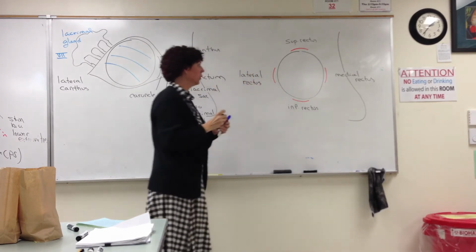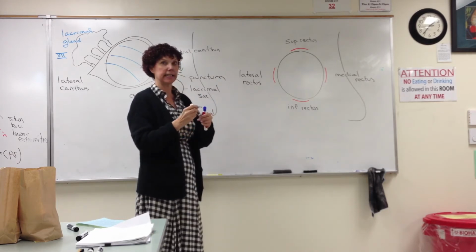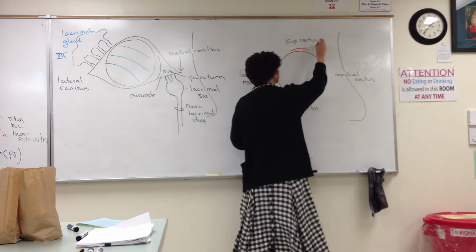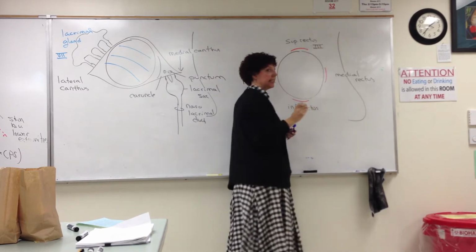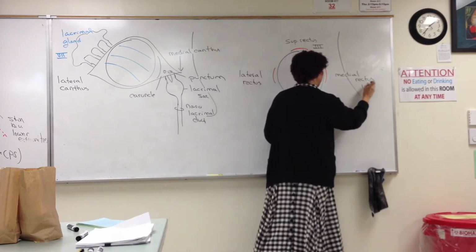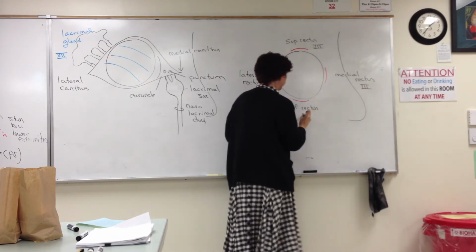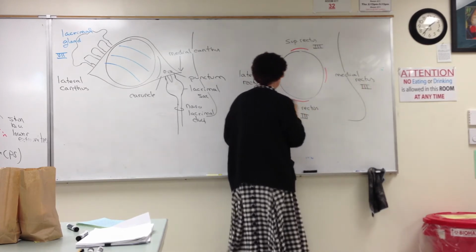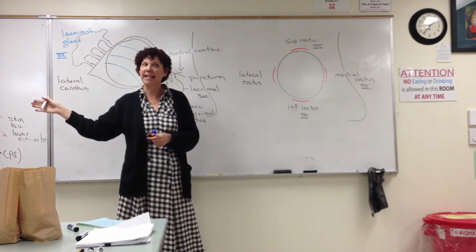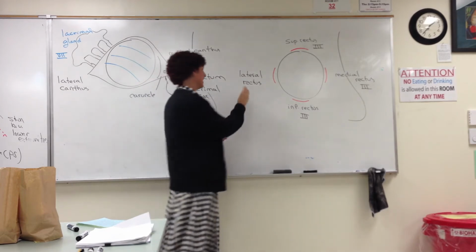So what is the cranial nerve that innervates superior rectus? Oculomotor. Medial rectus? Oculomotor as well. And the same for inferior rectus. However, lateral rectus, no. Abductor of the eye. Abducens.